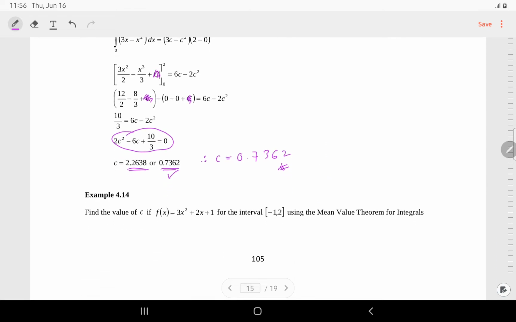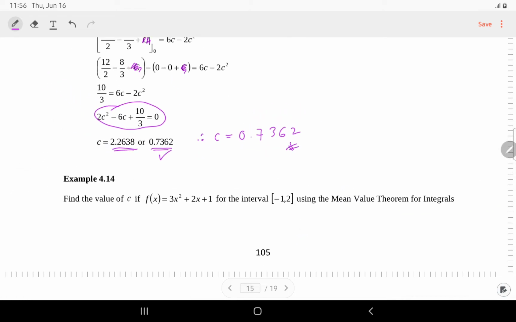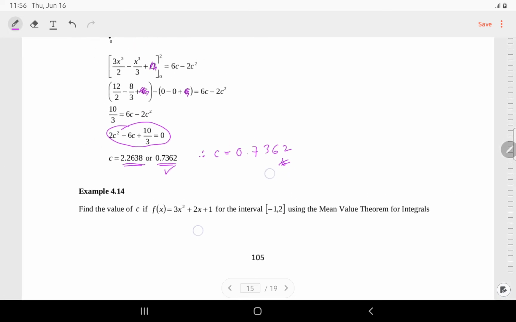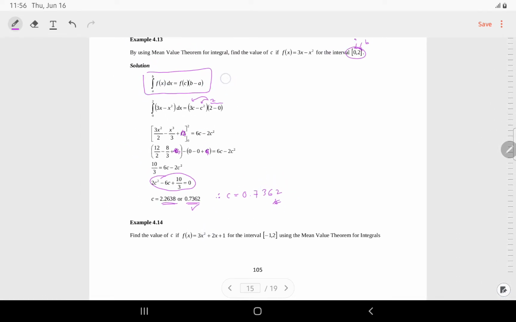Okay, let's take a look at another example. Okay, ni find the value of C is if you are given this function and this interval. Okay, meaning that our last answer will be between negative 1 and 2. Okay, so kita guna formula yang ni. Okay, sekejap saya salin balik ke bawah.